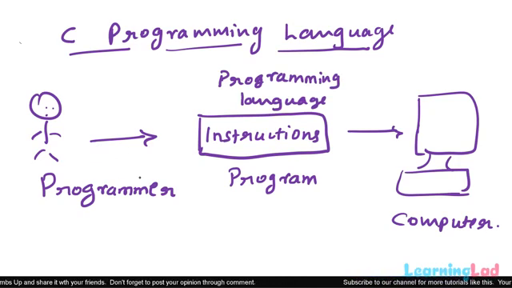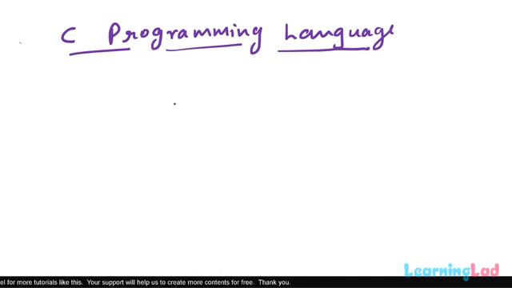Now here, as a programmer, we will write the program or the instructions using any of the available programming languages, and then the computer will work according to the instructions. C is one of the programming languages which we can use to write these computer programs. Now, let us see the history of the C programming language.